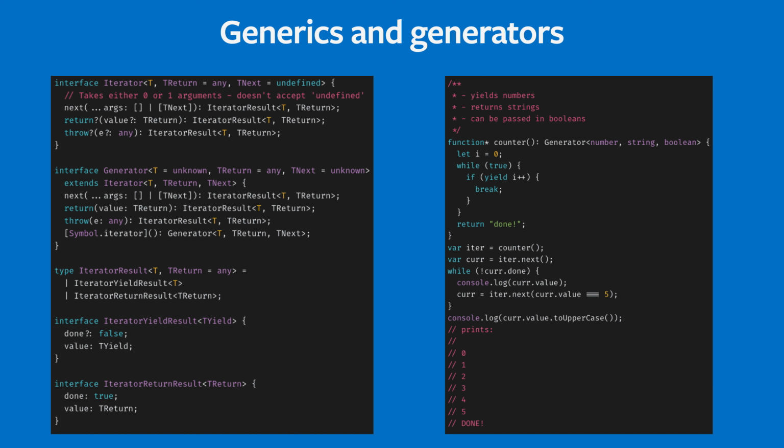Then let's see how to use this interface. So we specify some generator counter, and then we set that it will return the interface generator and specify 3 types for generics. First we specify number. It means that our yield value will be of type number. Our return value, the last value that we return, is string, and we specify that we have to pass some boolean value in the next statement to get the next value.